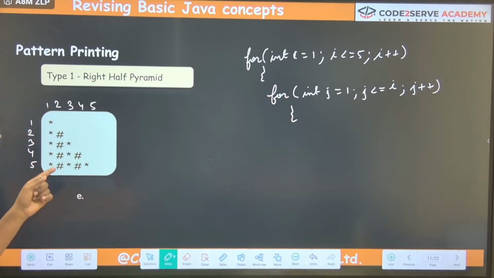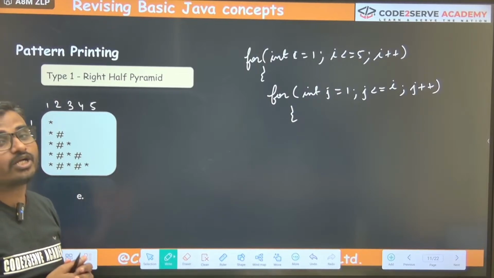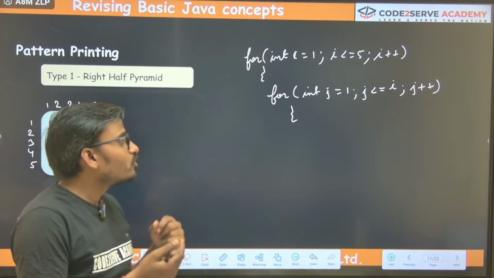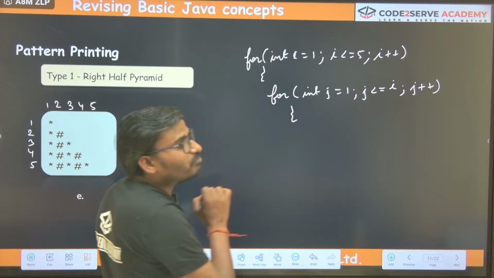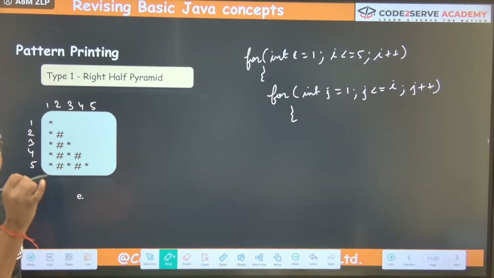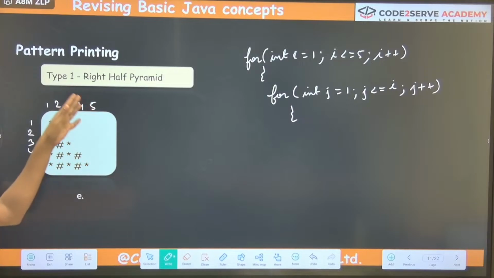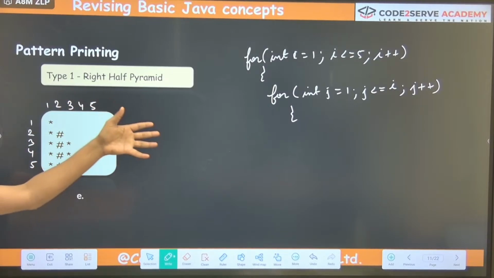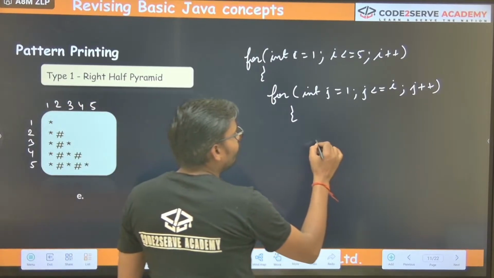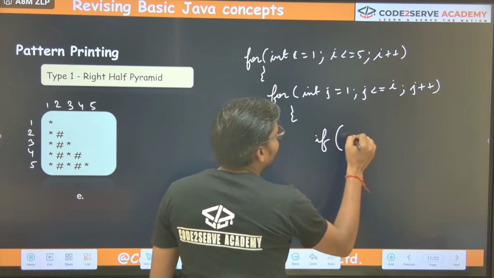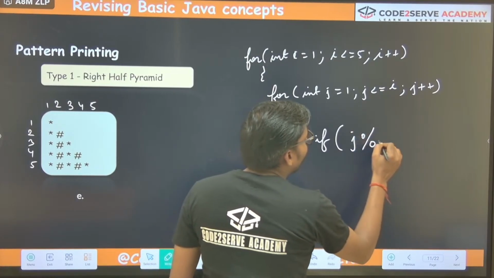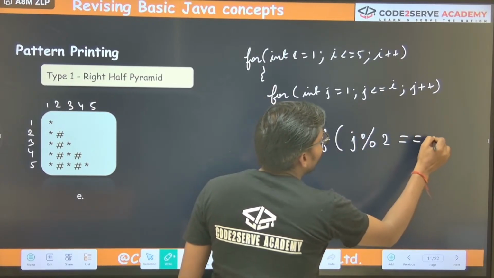Next, what do we have to check? We have to check a condition. Like in the conditional construct, I taught you about the if condition. So over here, we'll not directly print. First, we'll check whether the value of j right now is even or odd. So we'll check if j modulus 2 double equals 0.